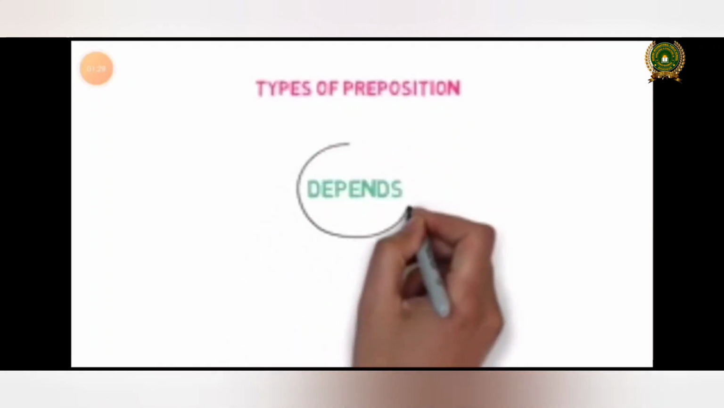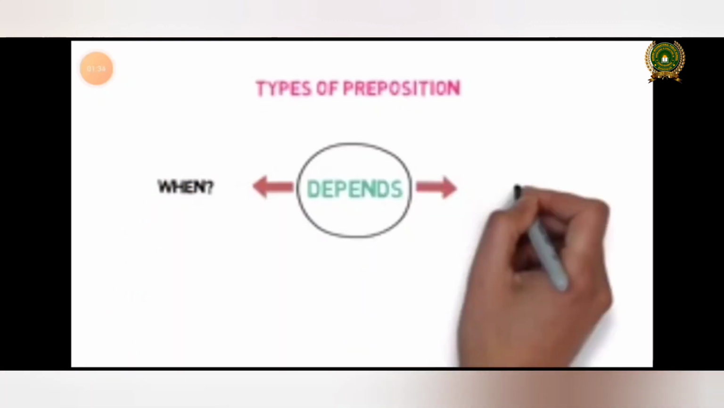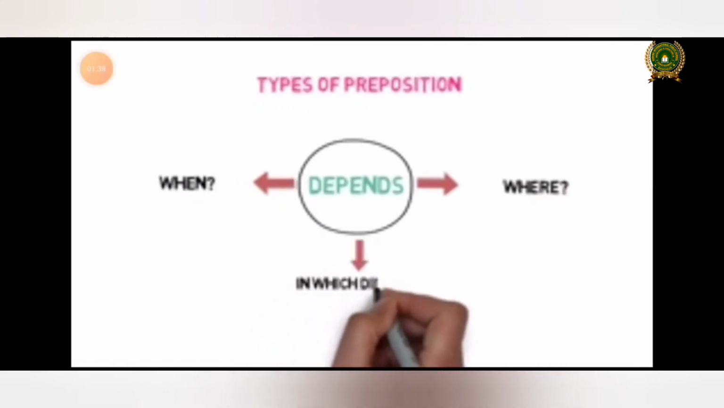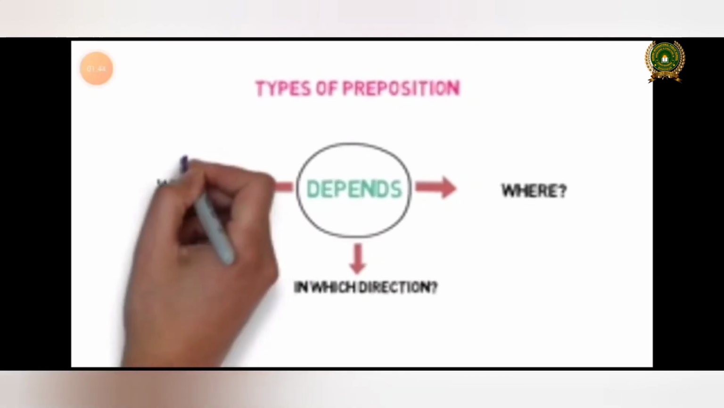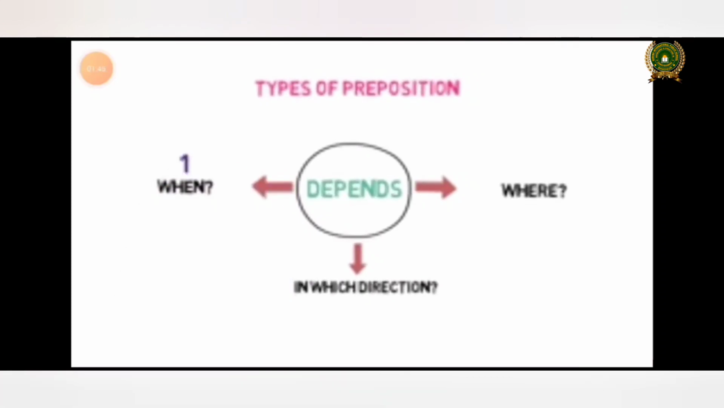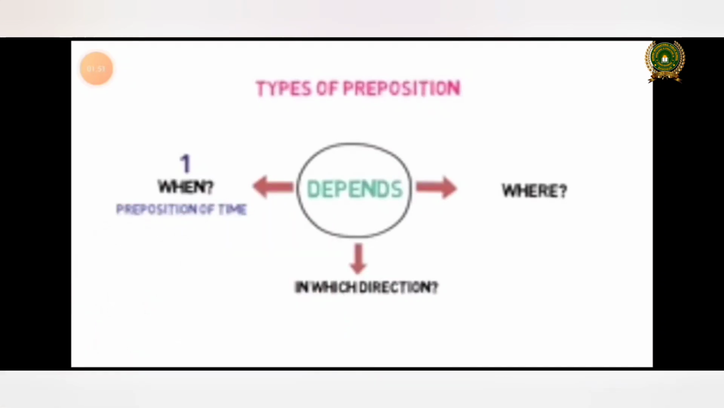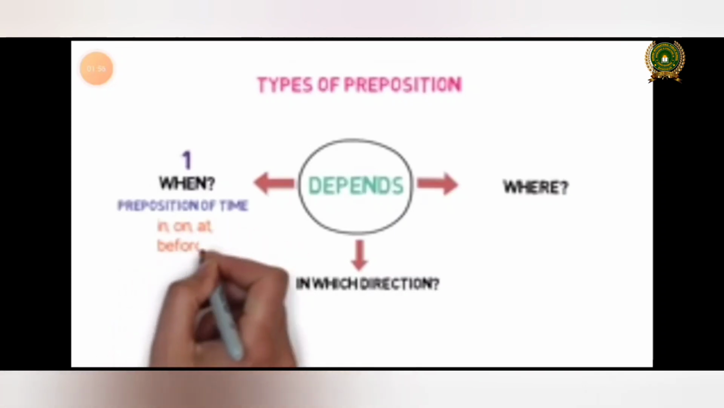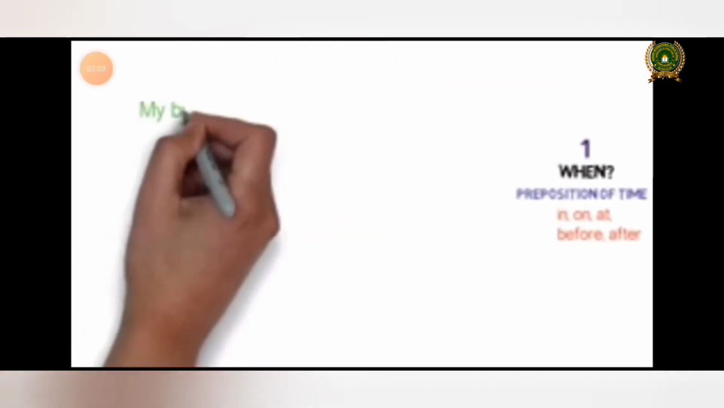So let's see the types of preposition now. So there are three types depending on different situations. First is when, the other one is where, and the last one is in which direction. So the preposition which shows when, which shows the time, these are called prepositions of time, because it tells us when anything or an event takes place. We can take some examples like in, on, at, before and after. So we will understand it with the help of some sentences.